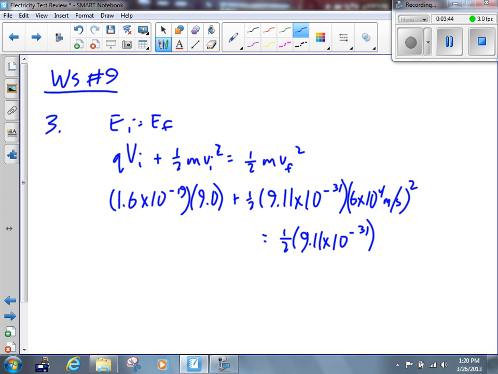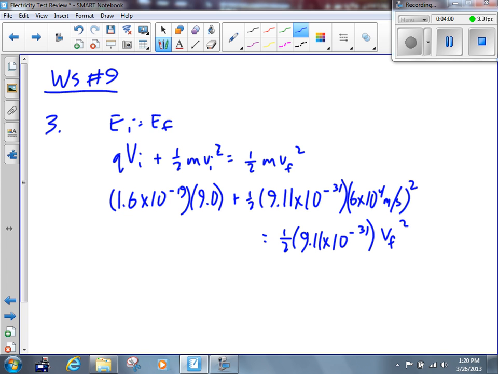Somebody yesterday in one of the classes asked me, can we cancel out the mass because it appears in both sides, the left and the right side? The answer is no. Why can't we cancel out the mass here, even though it is on both sides? It's not in all the terms, right?